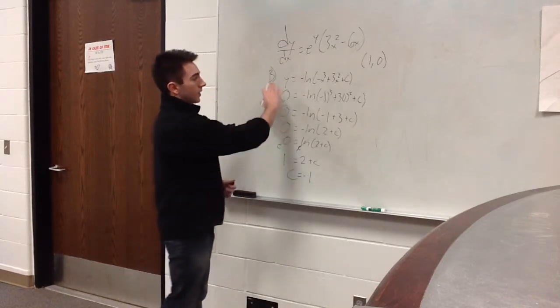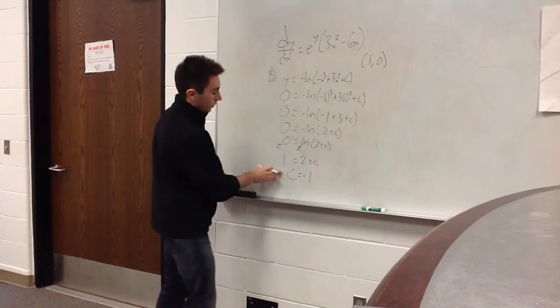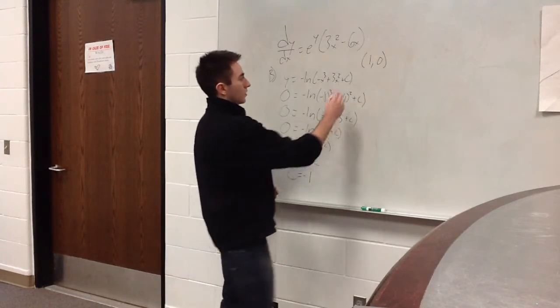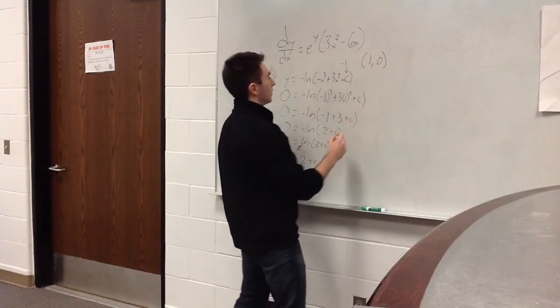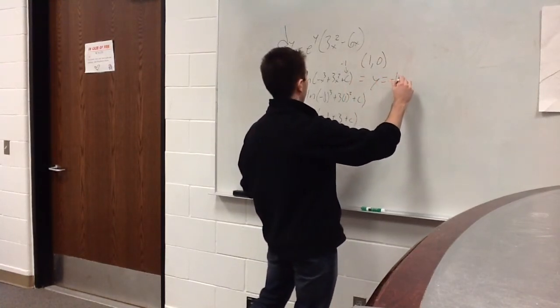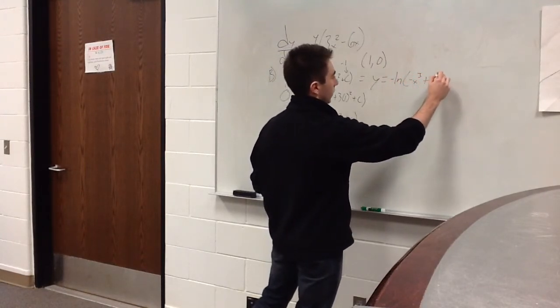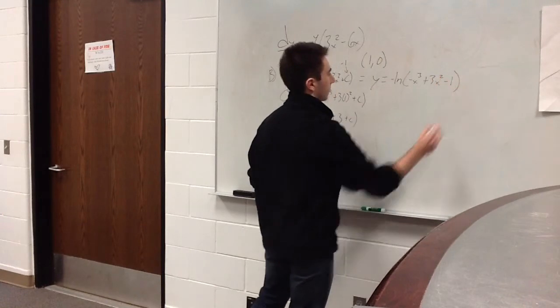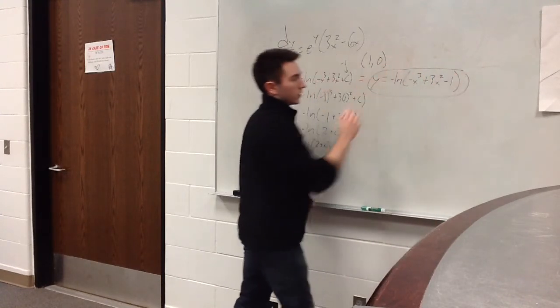Now we come back up to our general solution, and in order to find our particular solution, all we have to do is plug in our value for c. So we plug in negative 1 for c. That means our equation becomes y equals the negative natural log of negative x cubed plus 3x squared minus 1. And that is our particular solution.